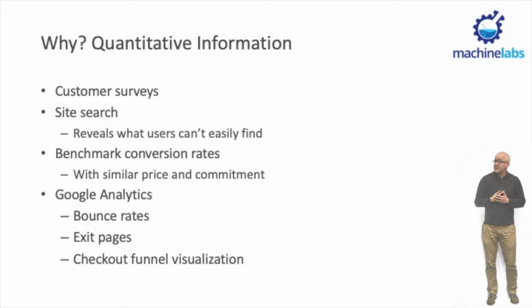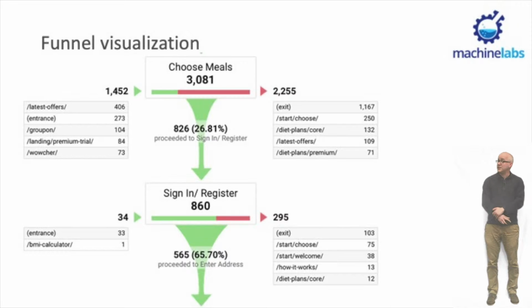And Google Analytics is a great source of information. I look at bounce rates, and certainly if you've got a landing page with a bounce rate higher than 50%, that's something that's really worth looking at in detail. It will show you exit pages, which could be pages with a problem, and it will also show you the checkout funnel visualization. So let's just have a look at that.